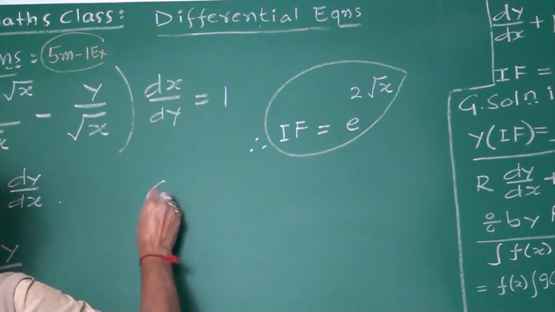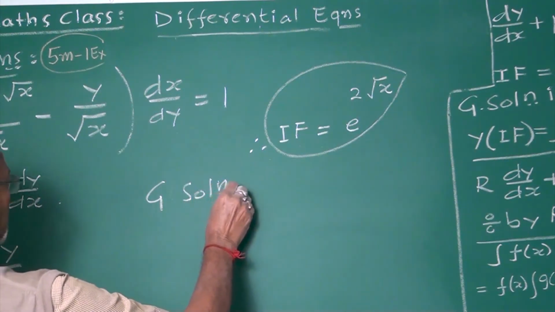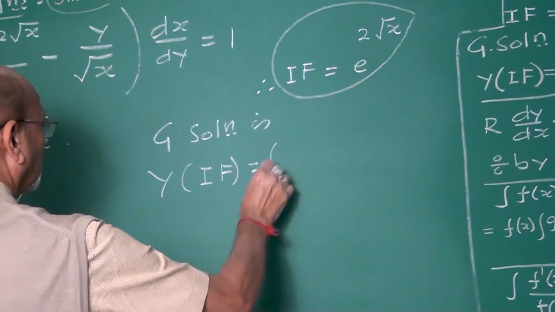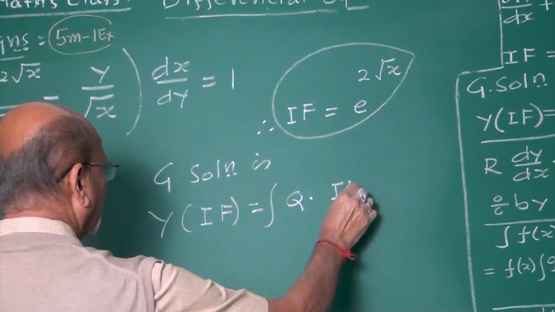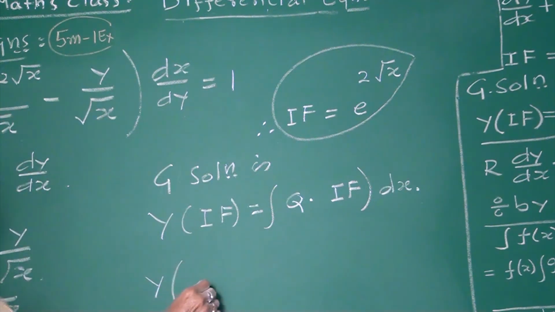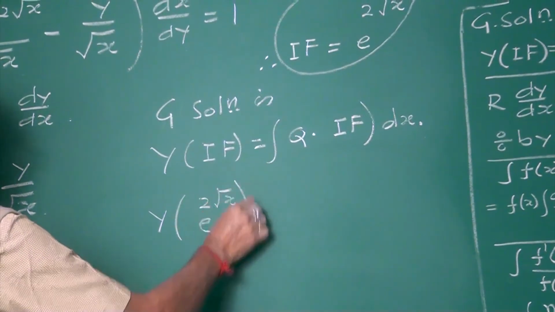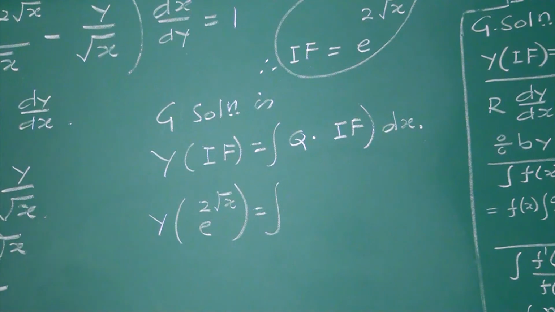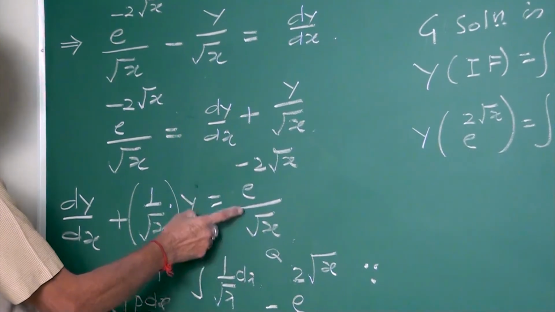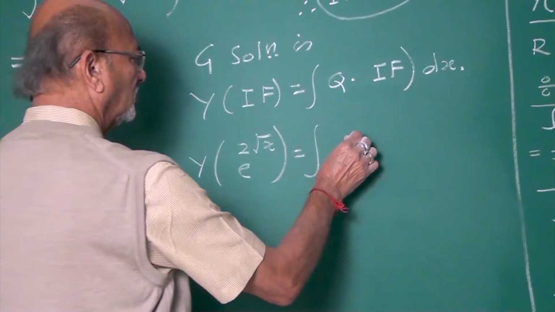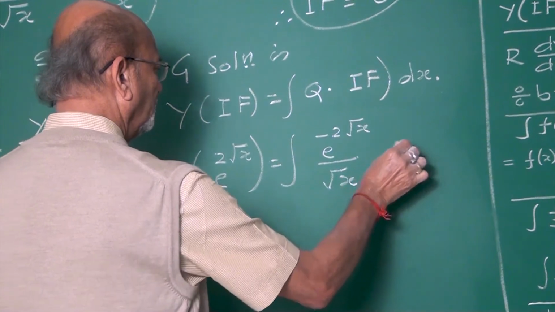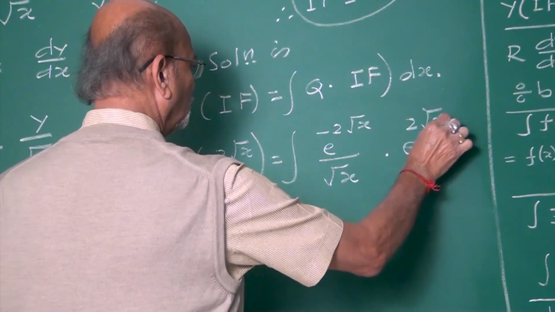Therefore, the general solution is y into integrating factor equals the integral of RHS into integrating factor. This product you must integrate. Substitute the values: y into e to the power 2 root x equals the integral. What is Q? Q is this: e to the power minus 2 root x upon root x, into integrating factor e to the power 2 root x dx.